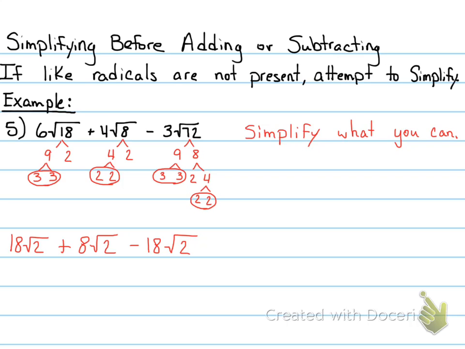So we have the 18 square roots of 2 plus 8 square roots of 2 minus 18 square roots of 2. Now all of those have like radicals, so whenever you have the 18 plus 8 minus 18, it ends up giving you 8 square roots of 2.